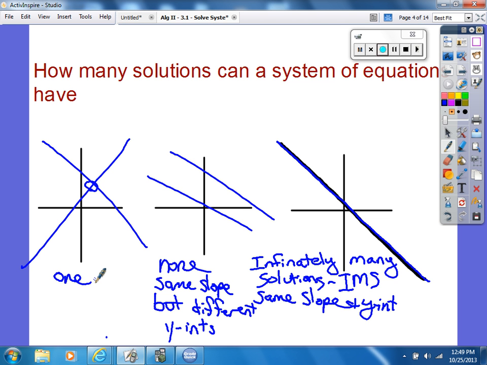There's nothing special I want to write about this slope or y-intercept here. The only thing I know is they have different slopes. They could have the same y-intercept. They could have different y-intercepts. Does that make sense?